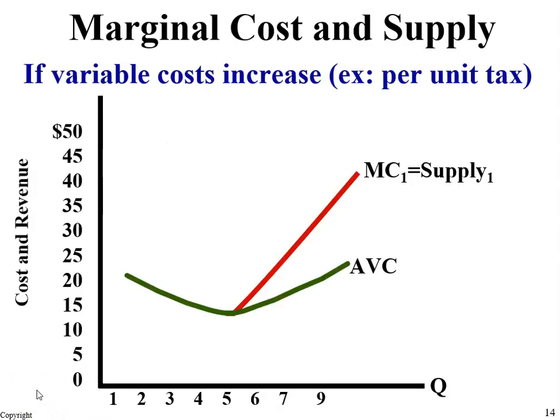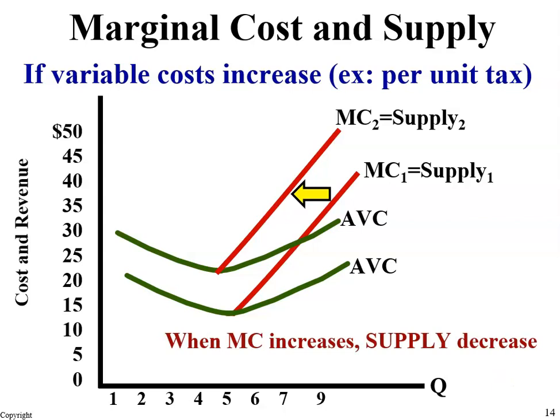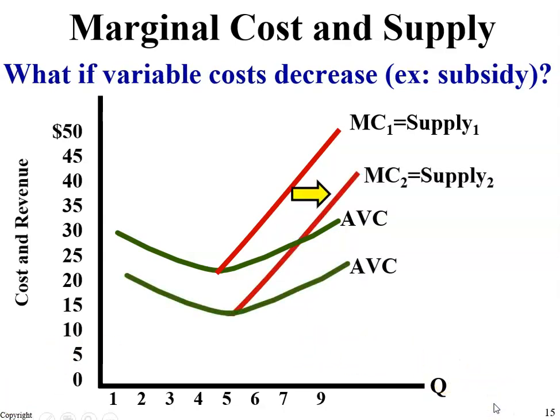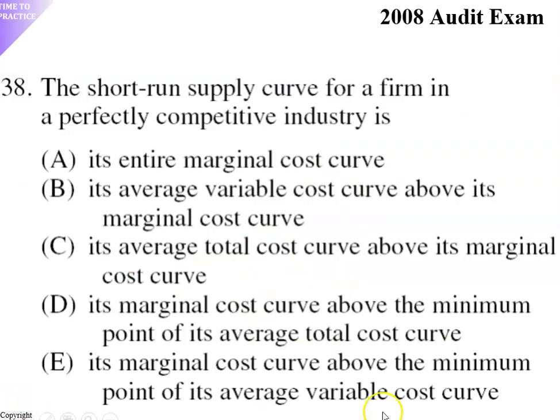What would happen if variable costs increase, such as a per unit tax? In that case, the marginal cost or supply curve would shift to the left and supply would decrease. What would happen if variable costs decrease, caused by a subsidy? In that case, the marginal cost curve would shift to the right and supply would increase. And here's a practice question, and the answer is E.